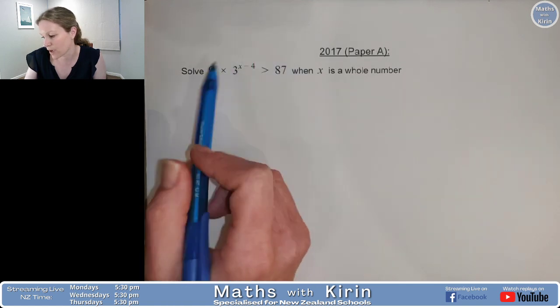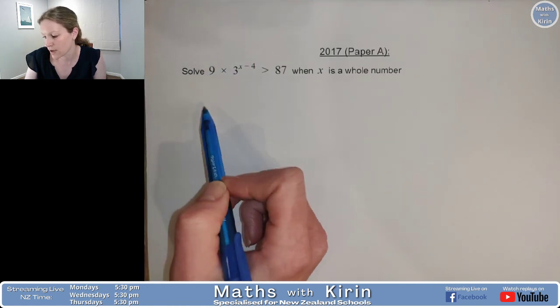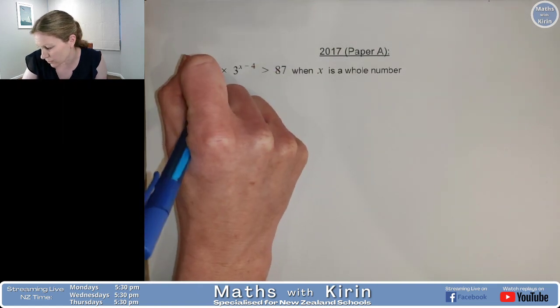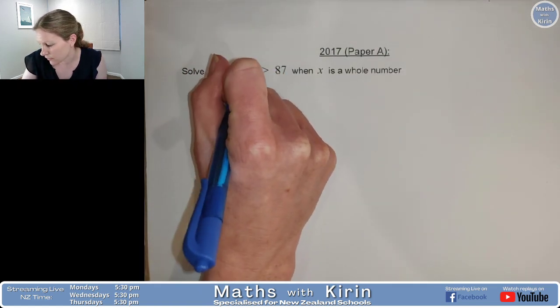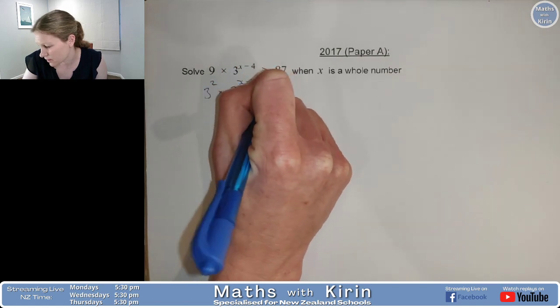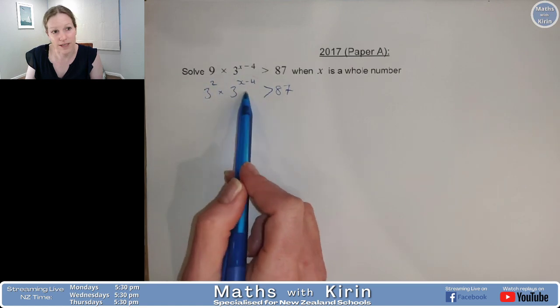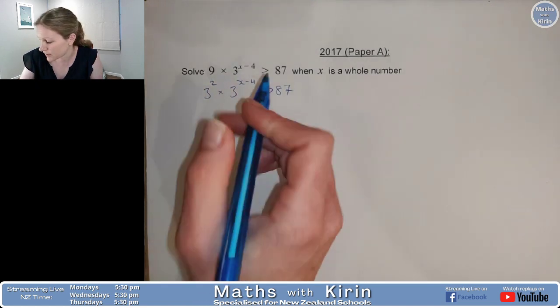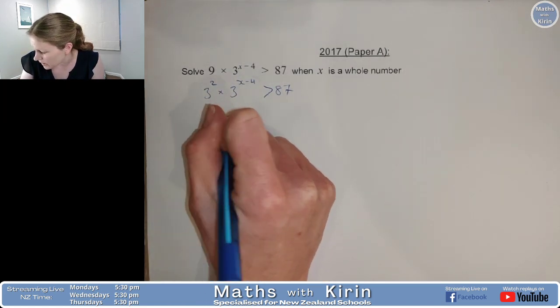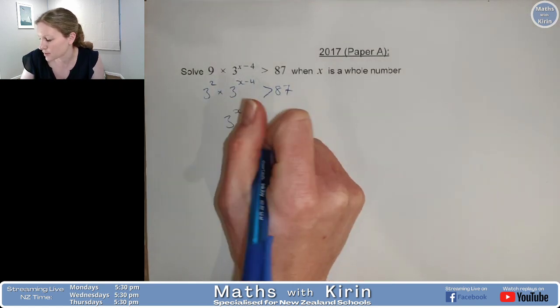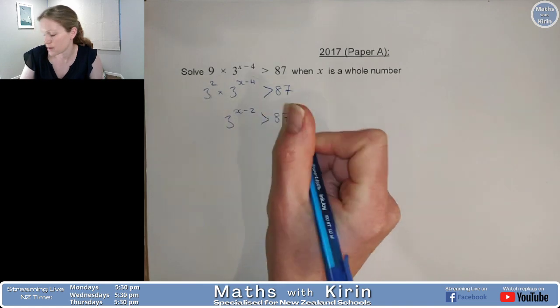So a tidier way would be to write this 9 as 3 to the power of something. And 3 squared is 9. So we can rewrite that, and everything else stays the same. Adding our powers together because we're multiplying 2 things with the same base. So 3 to the power of x minus 4 plus 2. It's going to be x minus 2, has to be bigger than 87.